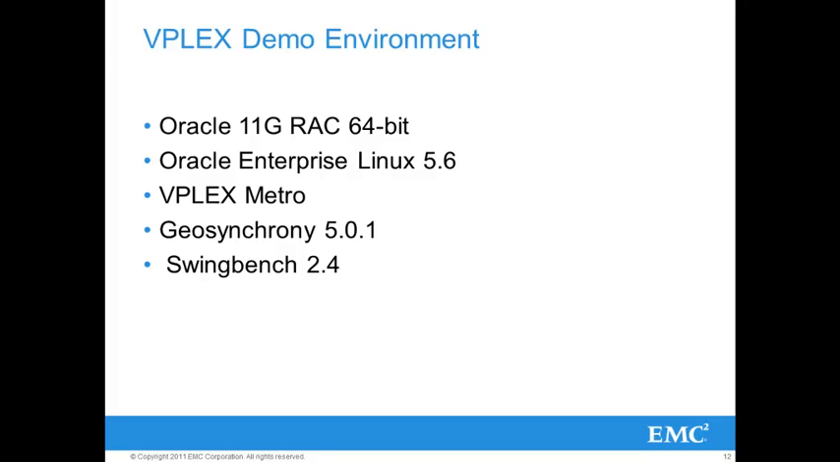Our demonstration environment consists of Oracle 11G RAC 64-bit, 4 nodes of Oracle Enterprise Linux 5.6, EMC VPLEX Metro single engine at each site, running GeoSynchrony 5.01, and then we're using Swingbench 2.4 to graphically illustrate the workload running on the Oracle database.